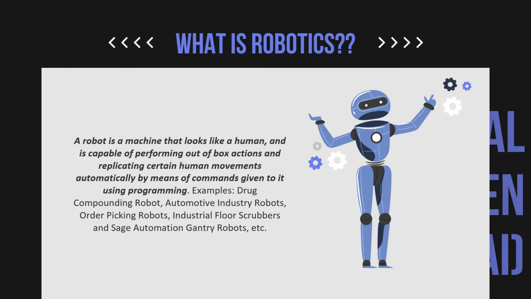So a robot is a fully autonomous machine that does some work in a physical world. A robot is a physical entity that does some work and makes things easier for human beings. Some examples of these robots are the drug compounding robot, automatic industry robots, order picking robots, industrial floor scrubbers, and gantry robots, etc. These are just some of the examples of robots.